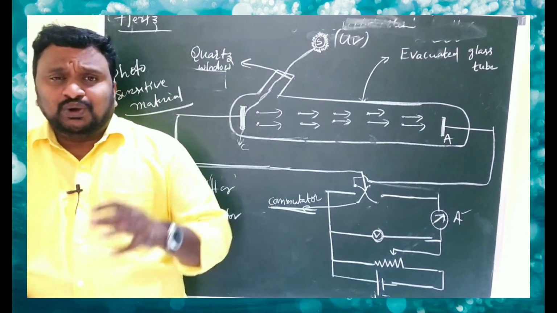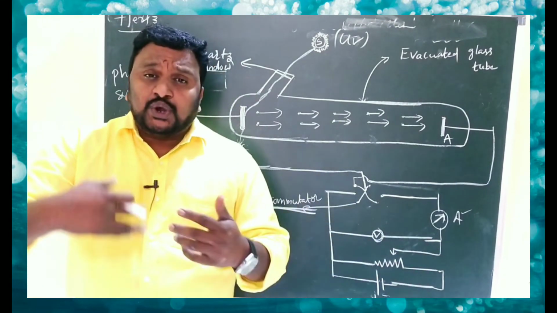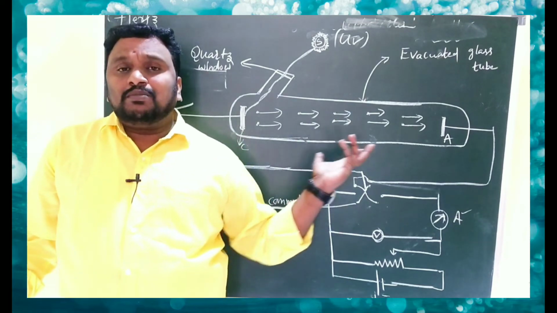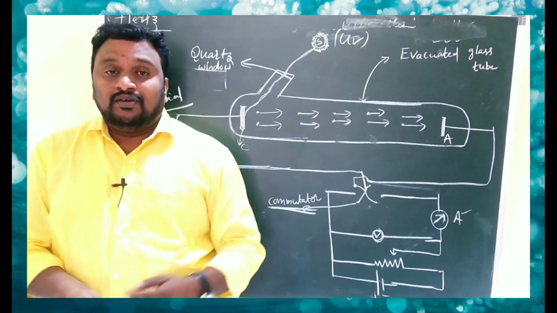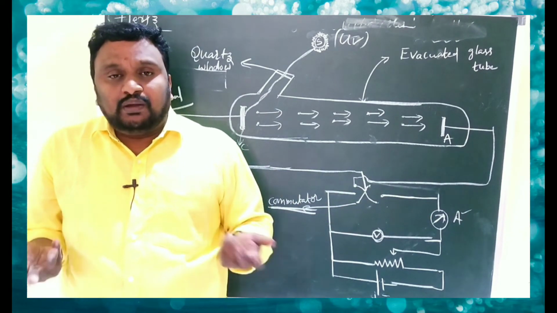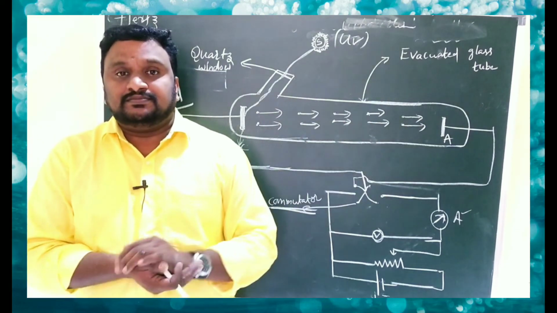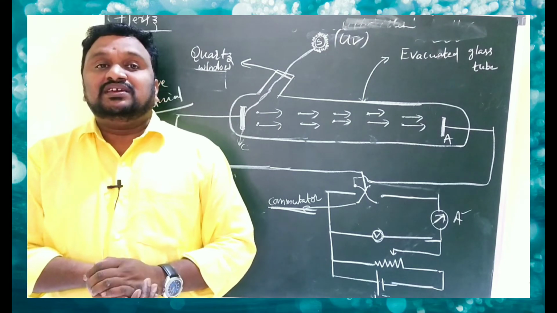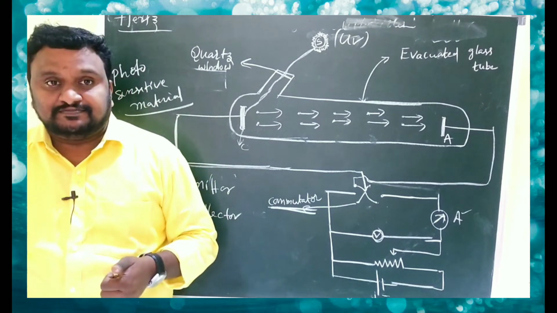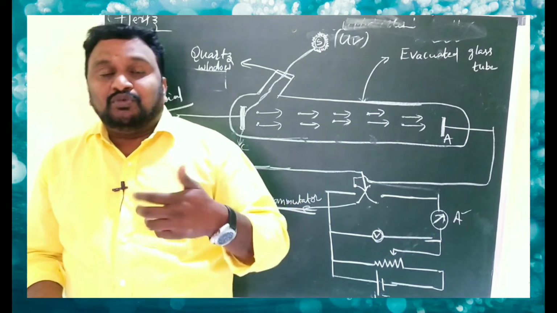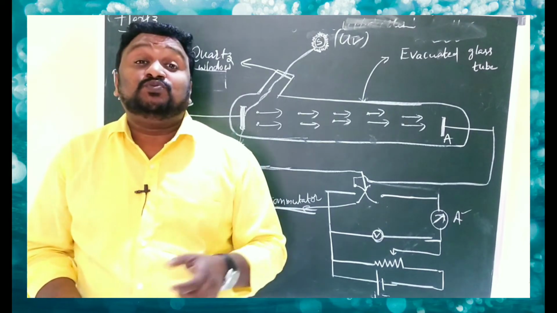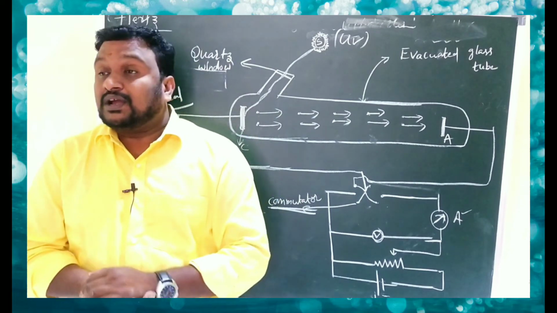Clear? So here, if the ammeter shows a higher reading, it simply means a greater number of electrons are liberated. When it shows a lesser value, the current is less, which means fewer electrons are liberated. So the intensity of light also decides how many electrons. Already we have some topics on the intensity and frequency and how they affect the photoelectric current. I will explain in the coming videos.